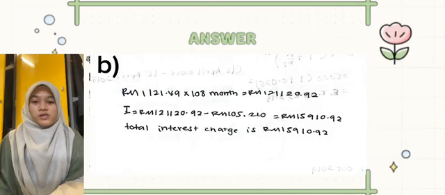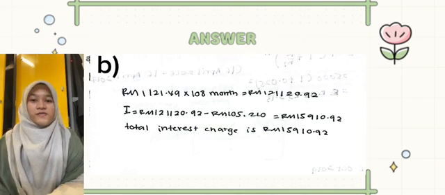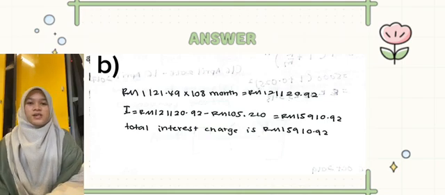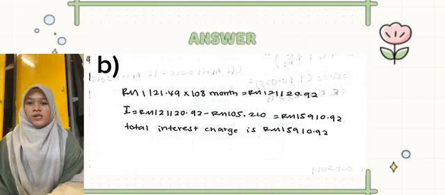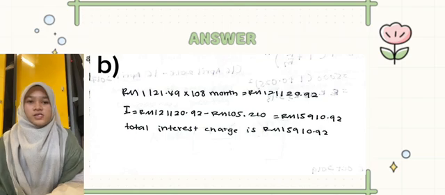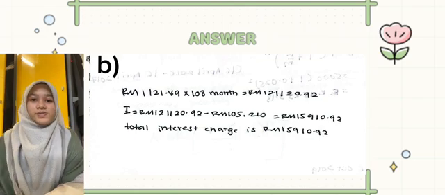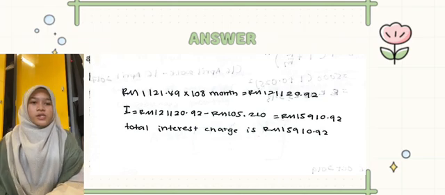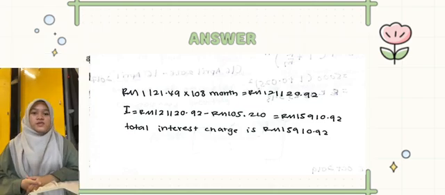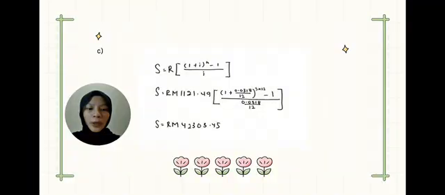To calculate the total interest charge, we first multiply the monthly payment, which is 1,121 ringgit and 49 cents, by 108. That gives us a total payment of 121,120 ringgit and 92 cents. We subtract the loan amount, which is 105,210 ringgit. So the total interest charge is 15,910 ringgit and 92 cents. We can continue with the second last question.